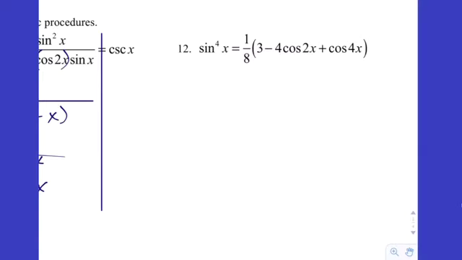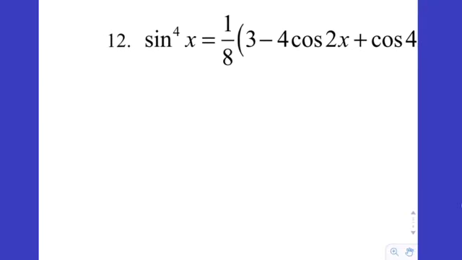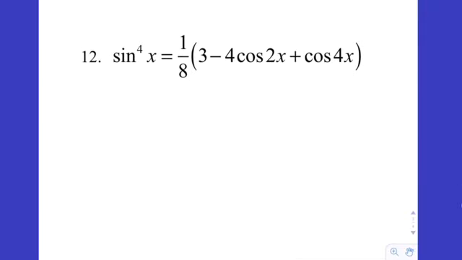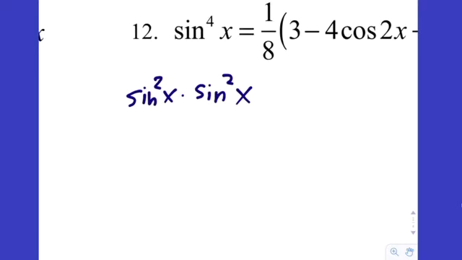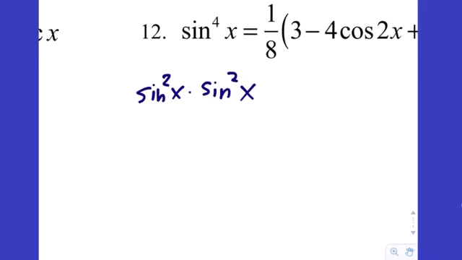All right. The next one. We got that dense nucleus on the left-hand side, sine to the 4th of x. That's the easier side to start on. We need to double the angle twice, from x to 2x and 2x to 4x. Let's reduce the power. I'm going to call it sine squared times sine squared, which makes a little bit more sense to most people. And I'm just using the power reducing identity twice.